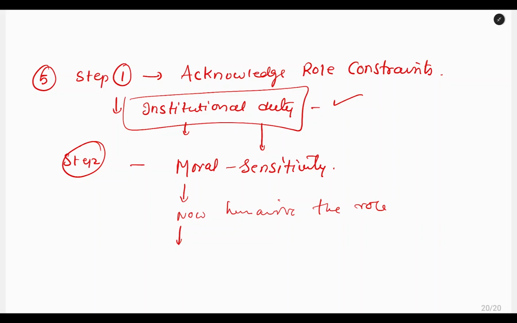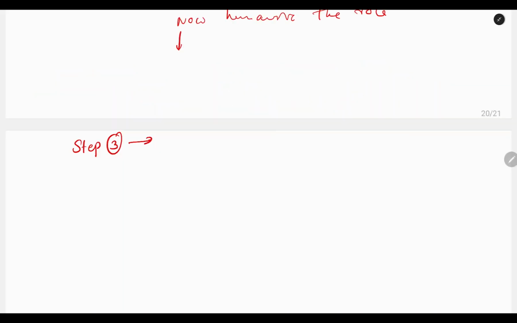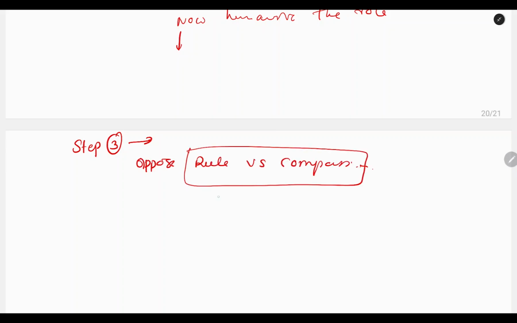In the same way, step 3: don't oppose rules versus compassion. Show integration. How you are integrating these rules and compassion together without any conflict, that is the strategy of your answer. So the example is, therefore, discretion should be exercised to humanize the law without undermining its authority. This is the best line where you show the conflict of rules versus compassion, but at last you are concluding with this.